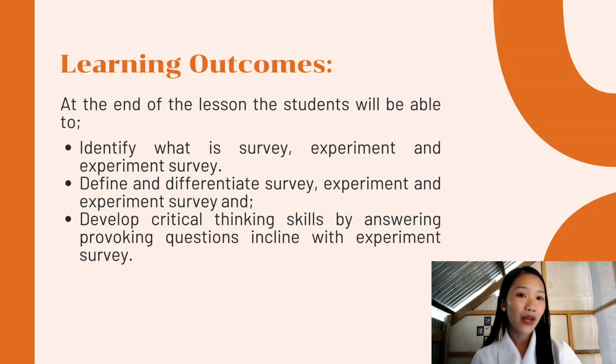For my topic, I will be discussing experiment survey, but before we jump on to that topic, let us first read the learning objectives that we will meet at the end of the lesson. At the end of the lesson, the students will be able to identify what is survey, experiment, and experiment survey, define and differentiate them, and develop critical thinking skills by answering provoking questions inclined with experiment survey.